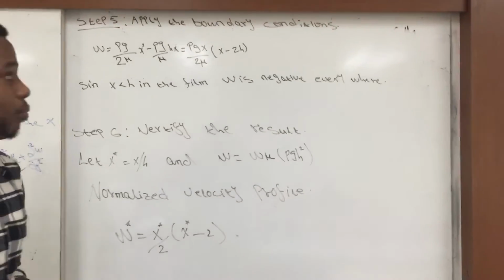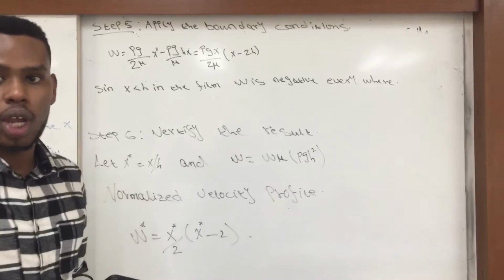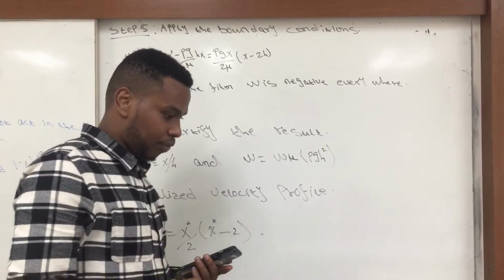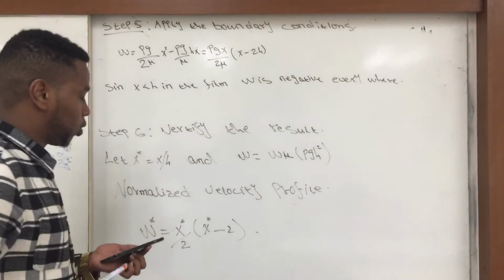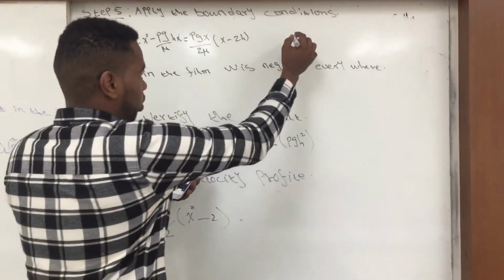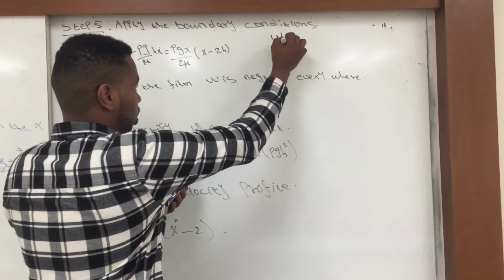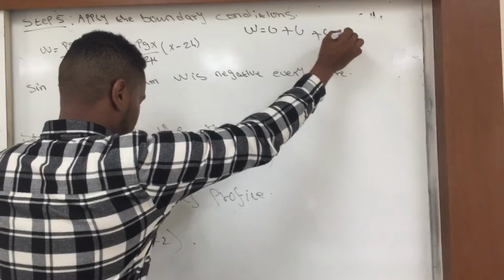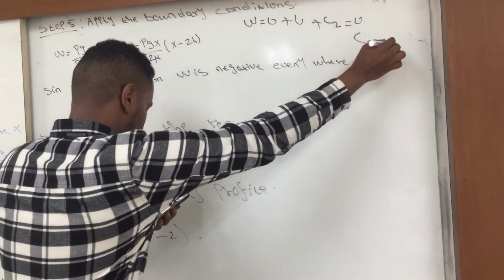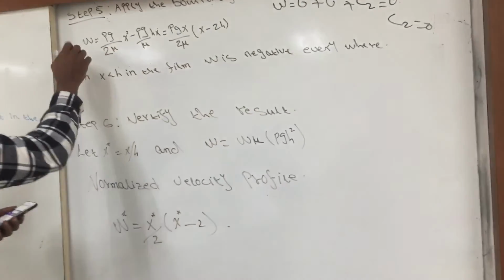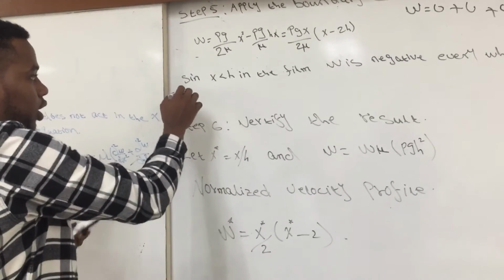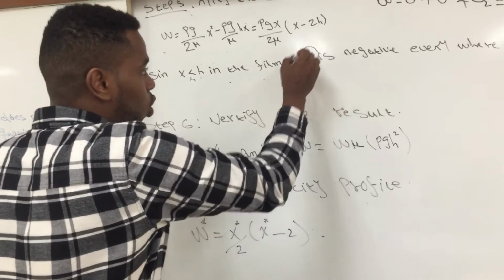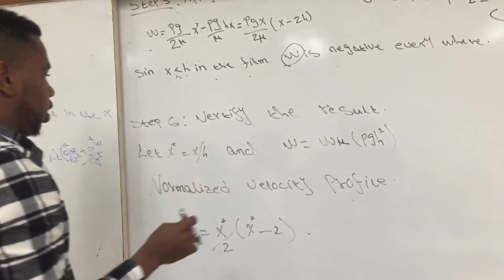Okay, my part is step 5. We are just applying the boundary conditions. For the first boundary condition, it was like this one: w equals 0 plus 0 equals C2, so C2 equals 0. So we will get this formula. Since x is less than the height of the film, the velocity is always negative everywhere.